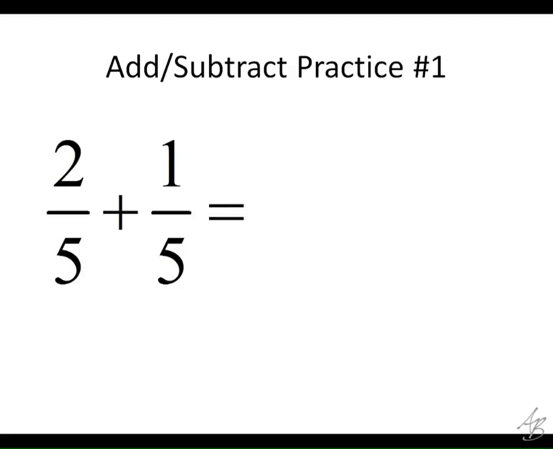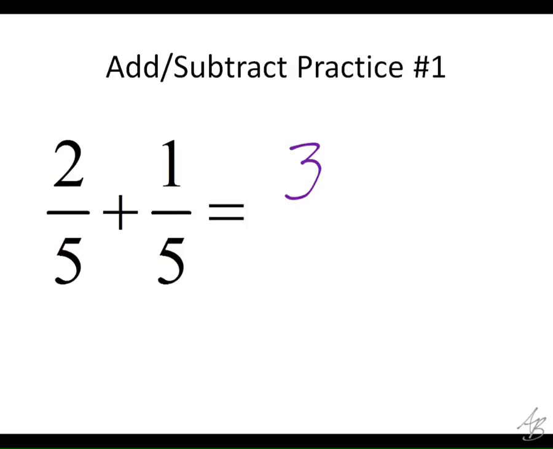Second step says add or subtract the numerators according to their signs. All right, so is the 2 positive or negative? Is the 1 positive or negative? Okay, so they're both positive. Does that mean we add or subtract? We add. What's 2 plus 1? 3. Okay, so that's step 2.